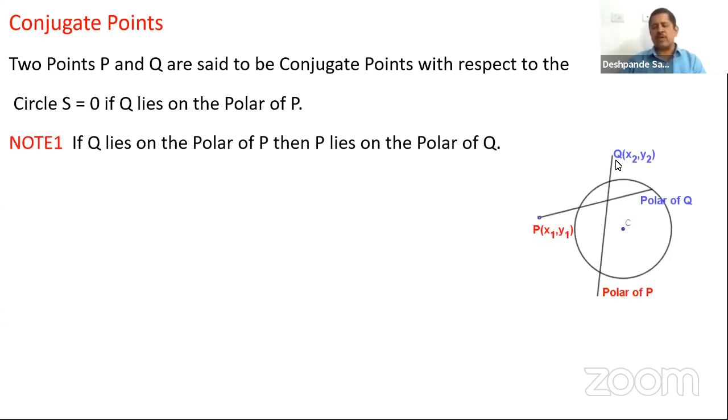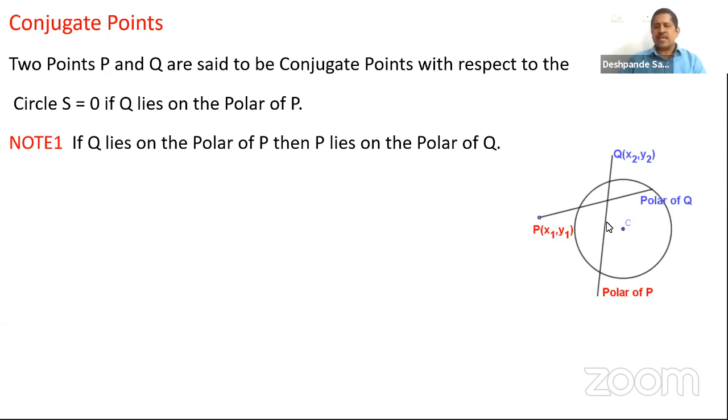Just see here, P is a point and this is the polar of P. On this polar of P, Q is lying. So if you have a statement like this, then you can say that the points P and Q are conjugate points. When P lies on the polar of Q, it is obvious that Q also lies on the polar of P. So if Q lies on the polar of P, then P lies on the polar of Q. The reverse statement also holds: if P lies on the polar of Q, then Q lies on the polar of P.